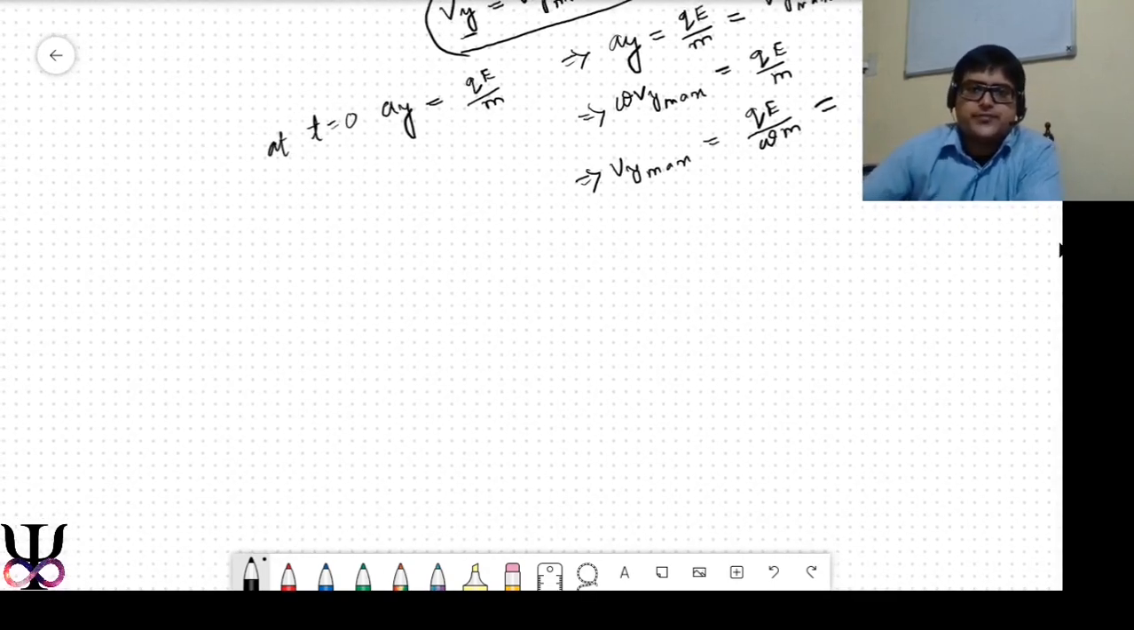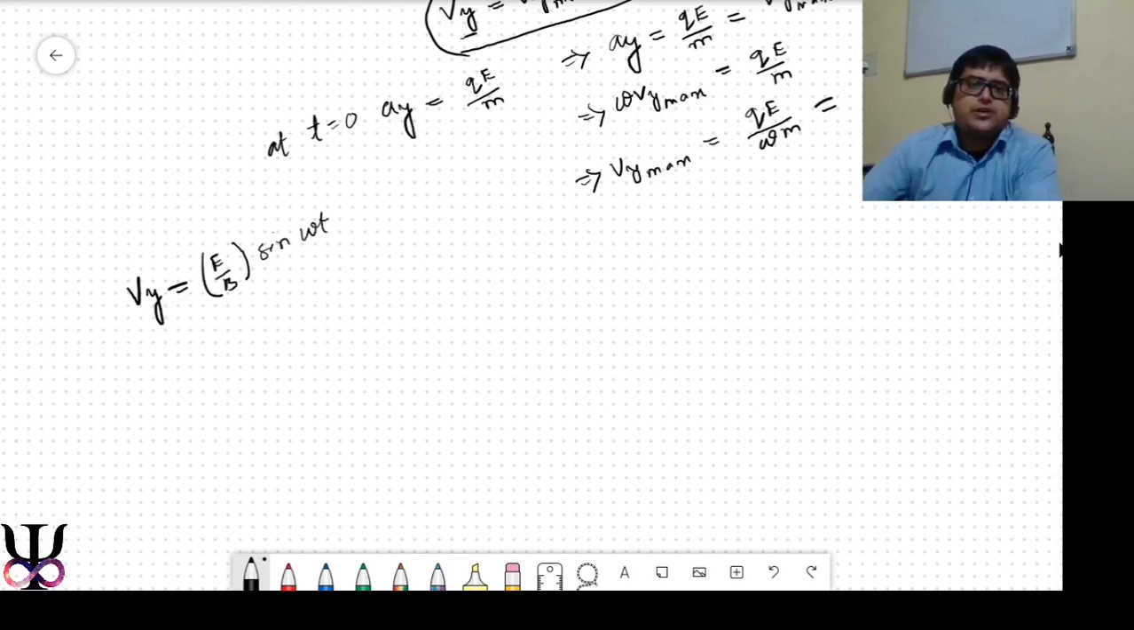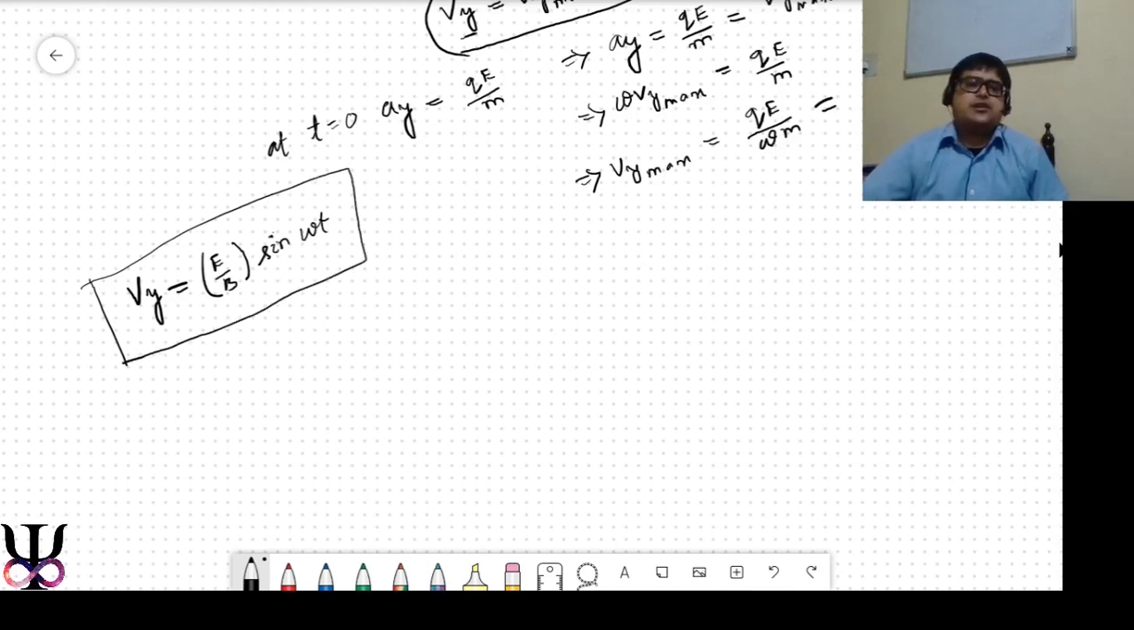So now we know Vy max is E upon B, so we can conclusively tell that for our particular case, Vy is E upon B sine of omega t. Let me correct this sine, my S looks like an 8, which could be very confusing. Okay, let's just write it as sine of omega t. We can write it as equation 3.